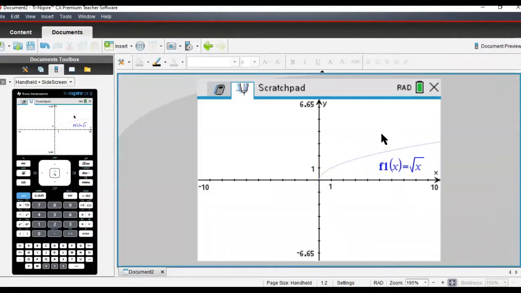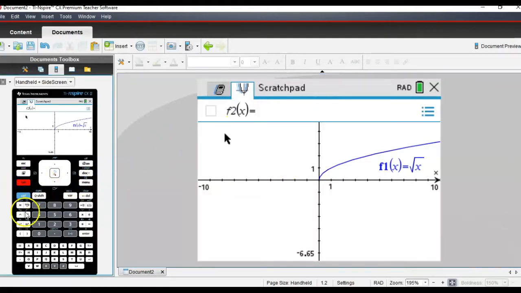Let's mess with this, shall we? I think we should mess with this. I'm going to hit the tab key. That's going to bring my equation back up here, and I want to go up and edit. So I'm going to duck back under the square root sign and do a minus 2.